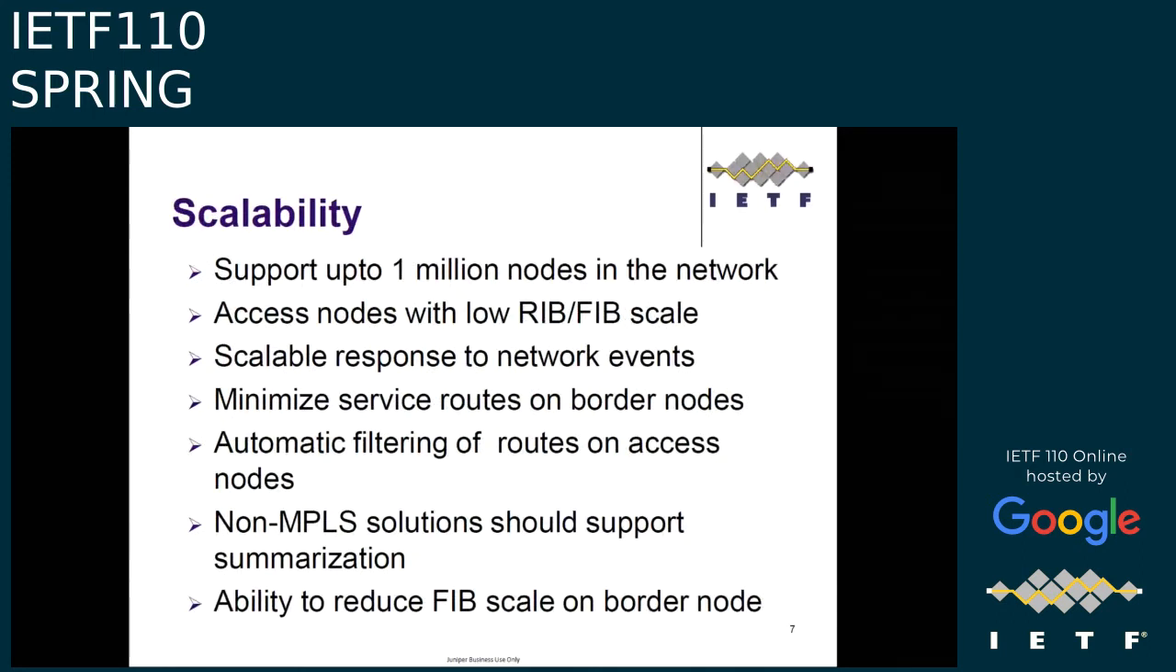So this slide lists the scalability aspects. Support up to 1 million nodes, access devices having low capabilities, scalable response to network events, automatic filtering of routes on access nodes, and the ability to reduce FIB scale on the border nodes. Next slide, please.